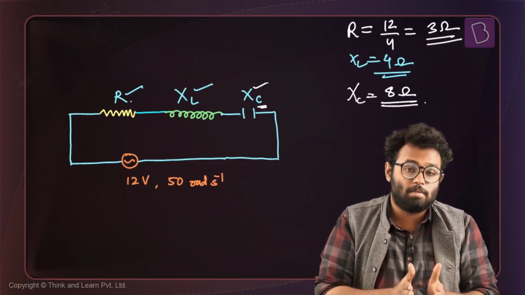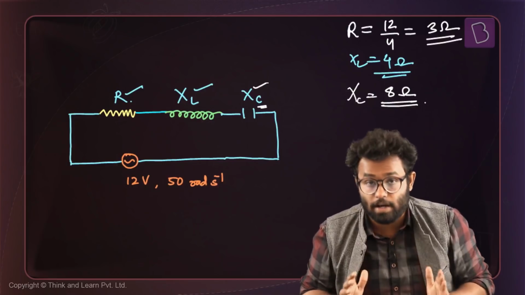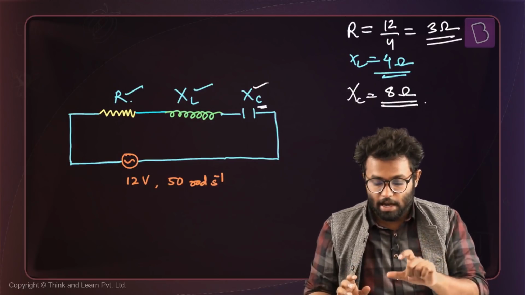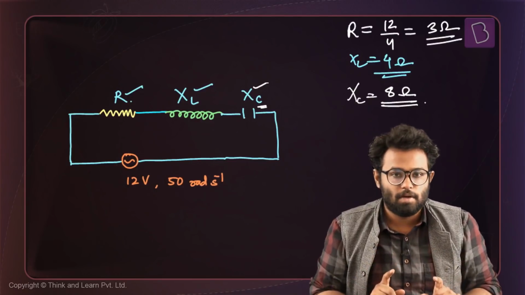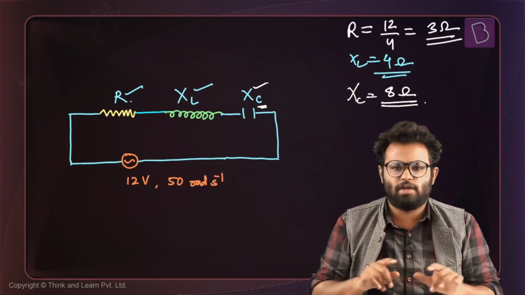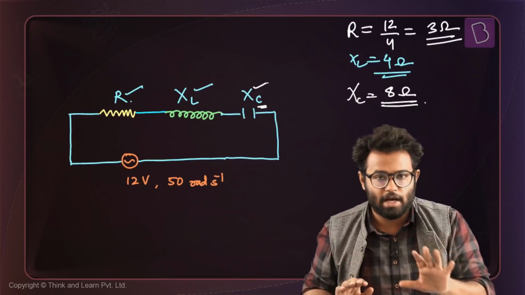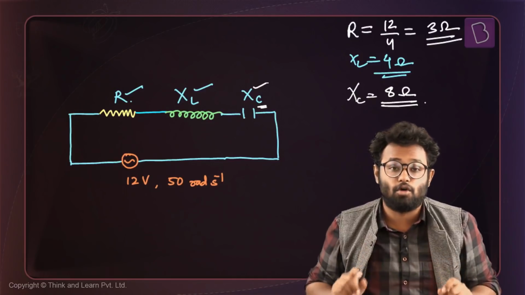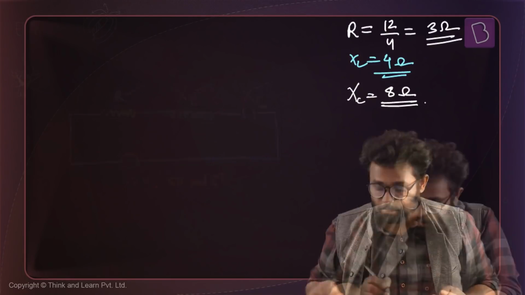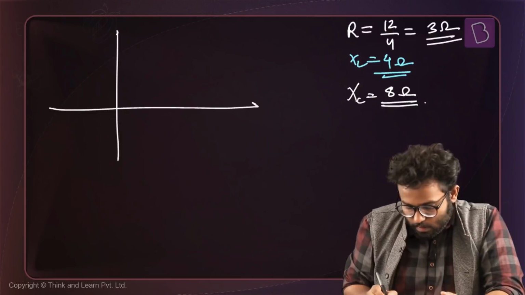Power is Vrms times Irms times cos phi. Now in this particular circuit, I know what the Vrms is, it's 12 volts. I don't know the Irms, but I can find out because I know everything. I can find the impedance and find Irms, not a big deal. But I also need cos phi, the power factor, right? For that I'll have to draw the phasor diagram. Let's do that. So let's quickly draw that.